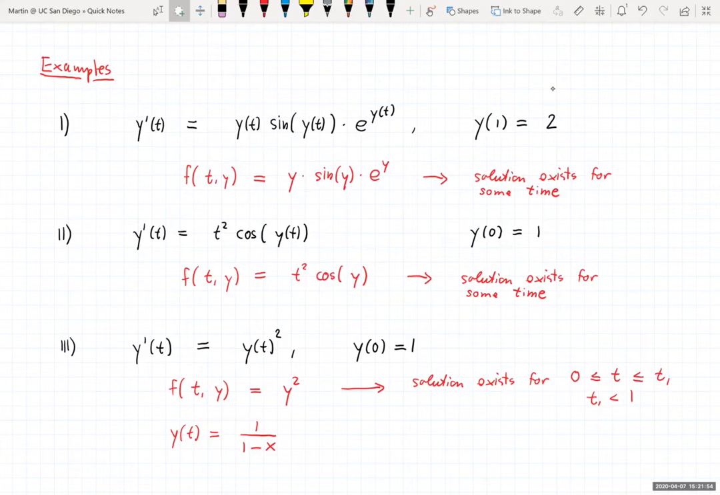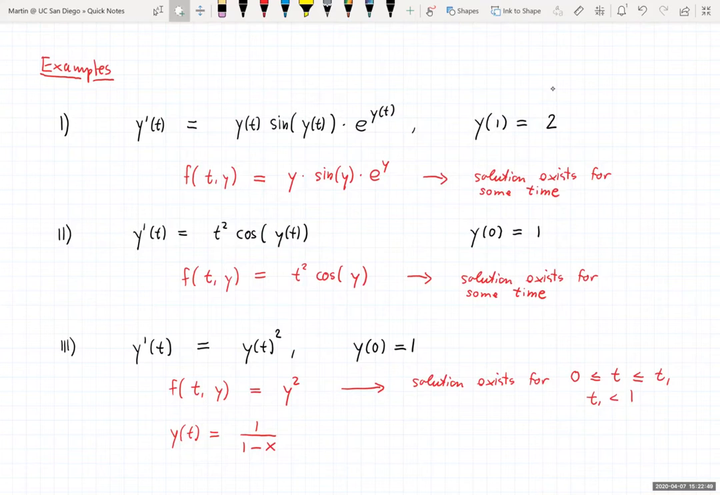In those examples, number 1 and 2, we know that the solution exists for some time after the initial condition, but we cannot tell from the Peano existence theorem how long the solution will actually exist. It might be that the solution actually exists forever, but it might also be that the solution blows up after some time. Now, in fact, in example number 3, we have an explicit solution, and we can verify that that solution certainly blows up.